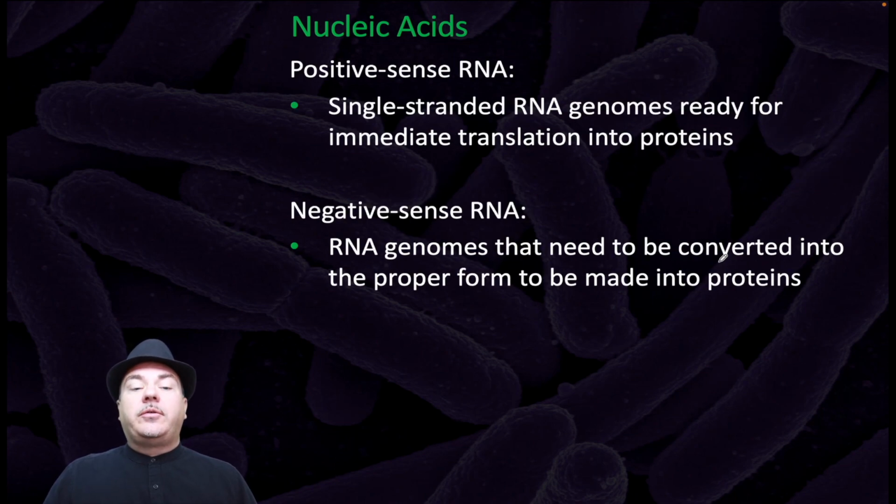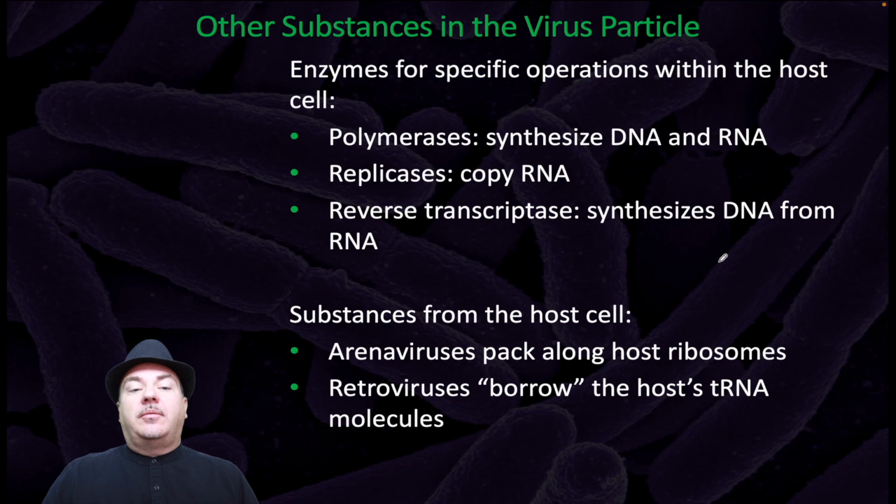With the RNA viruses, we can have positive sense RNA, that's single-stranded RNA genomes ready for immediate translation into proteins. We can also have negative sense RNA. This is RNA genomes that need to be converted into the proper form to be made into proteins. Other substances you can sometimes find inside the virus particle could be enzymes for specific operations within the host cell. For example, polymerases to synthesize DNA and RNA, replicases to copy RNA, and reverse transcriptase, which makes DNA from RNA.